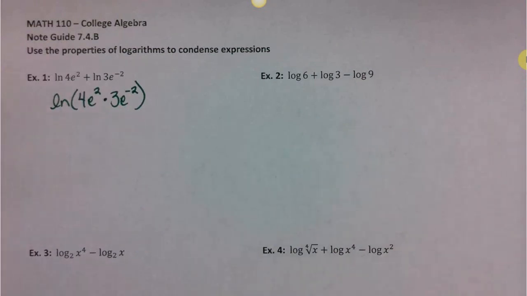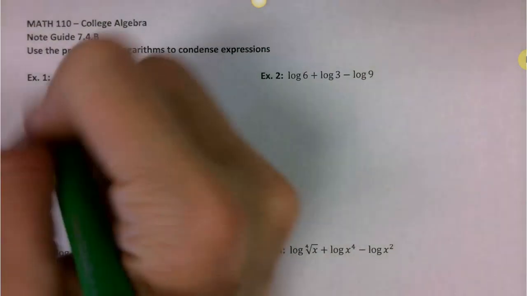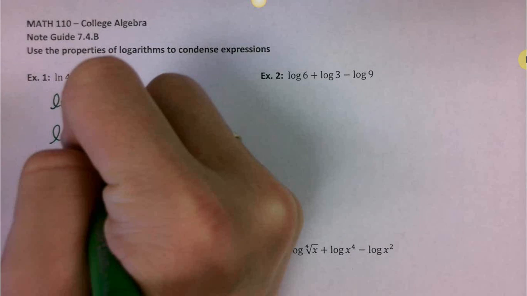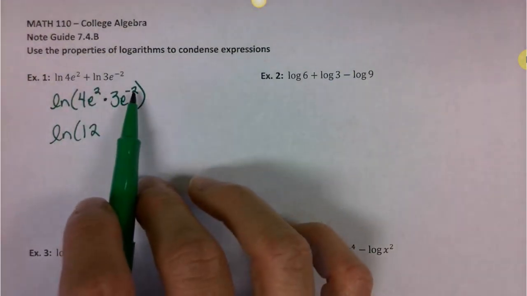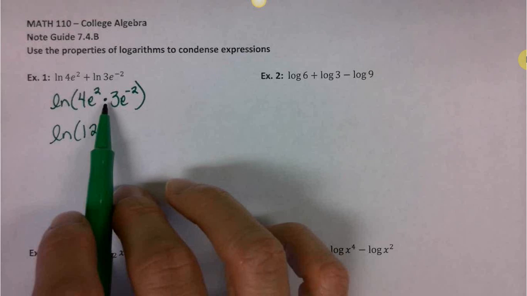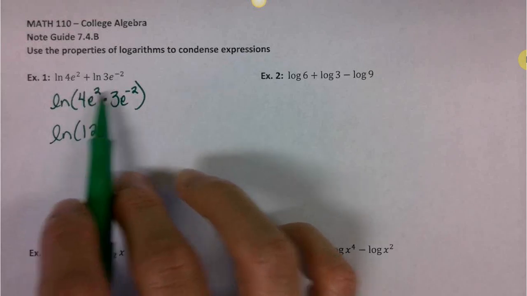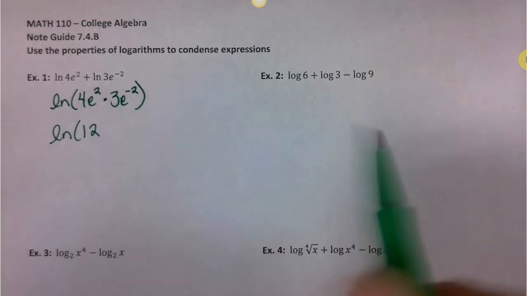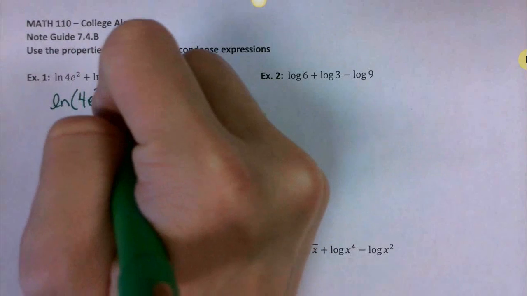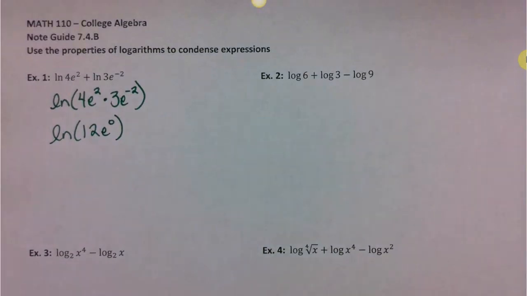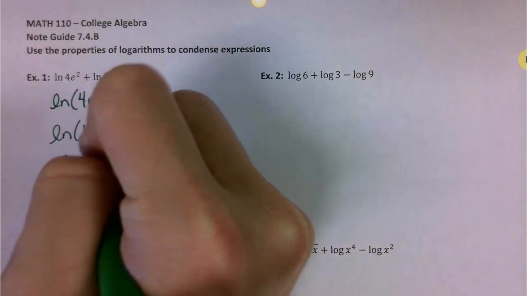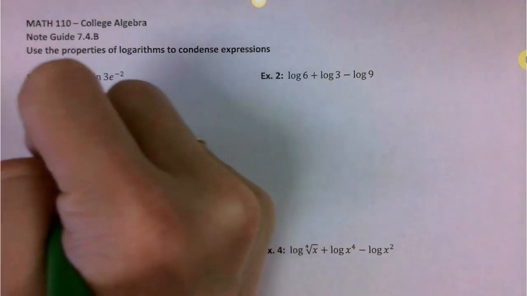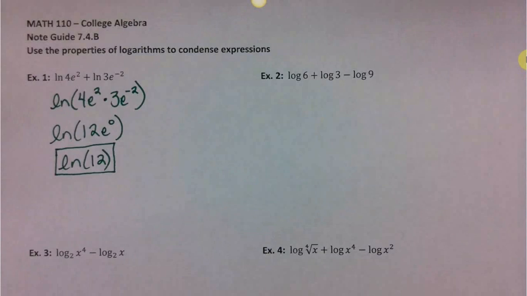And then just to simplify this a little bit, we can do 4 times 3 gives us 12, and e squared times e to the negative 2, well, when you multiply, you add exponents. 2 plus a negative 2 is 0, so we have e to the 0, but anything to the 0 is just 1. So this would be the same as 12 times 1, or 12. So the natural log of 12 would be our final simplified answer.